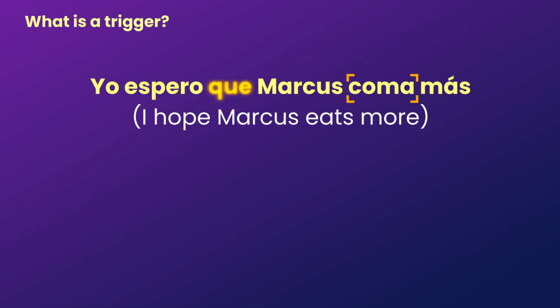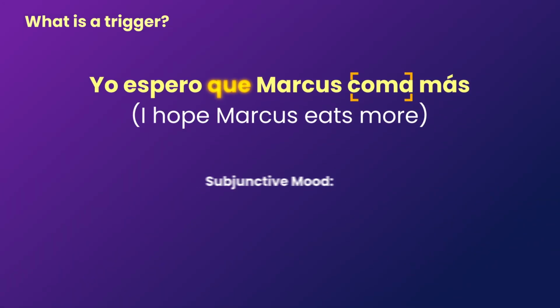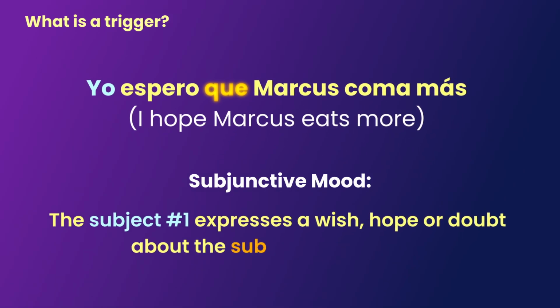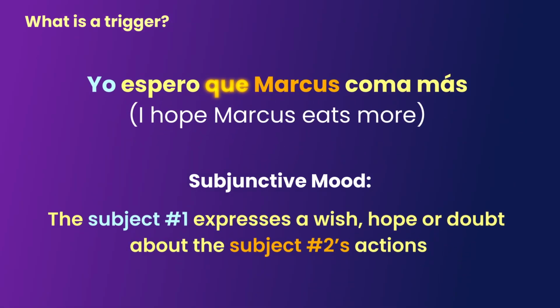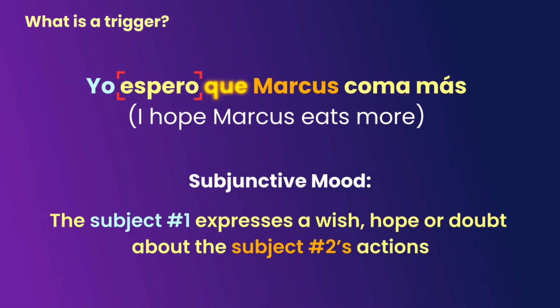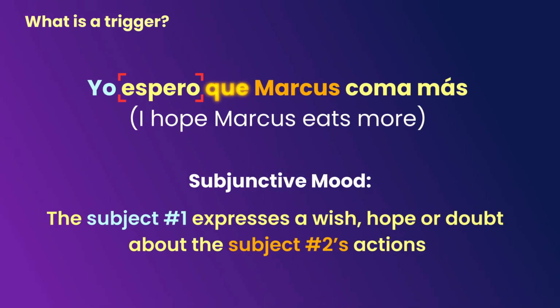What's important here is to remember the definition of the subjunctive mood. The subject number 1 expresses a wish, hope, or doubt about the subject number 2's actions. In our case, we hope Marcos eats more. In this sentence, the verb esperar is our trigger. If you feel confused, please just bear with me.